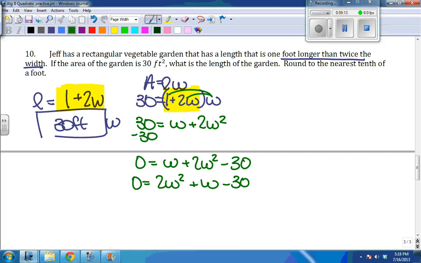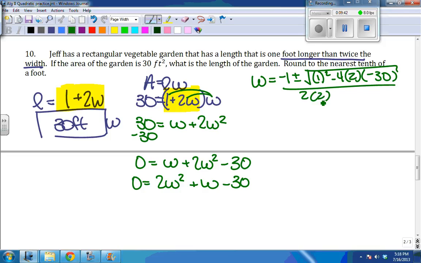So this problem has a bit more setup, but right now it's quadratic, and it should be within your comfort zone. I can now just go through. Again, I'm going to use w. You can switch it to x, but I'm going to use w, and I'm going to set up my quadratic formula as usual. So w equals negative b plus or minus the square root of 1 squared minus 4 times 2 times negative 30, all over 2 times 2.